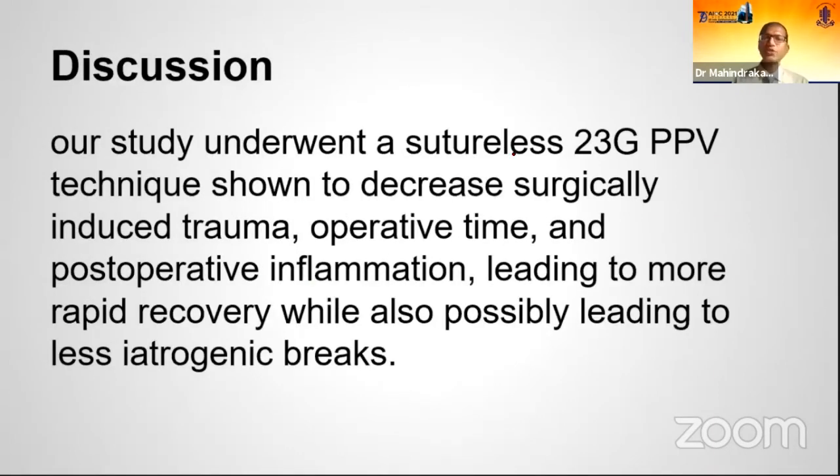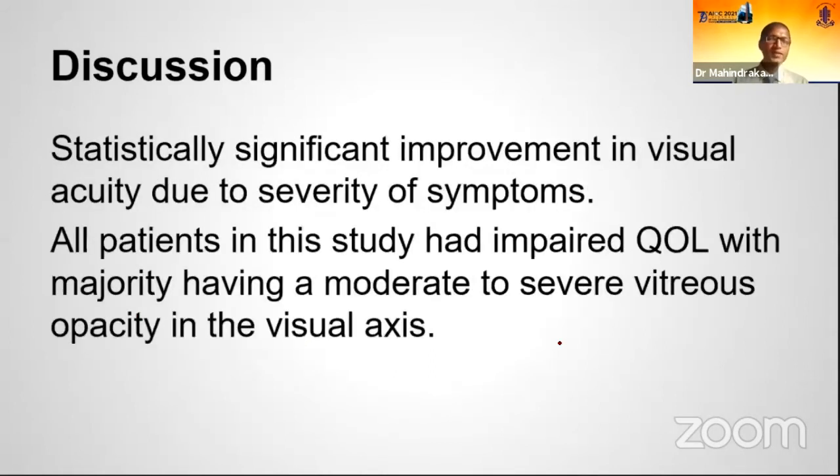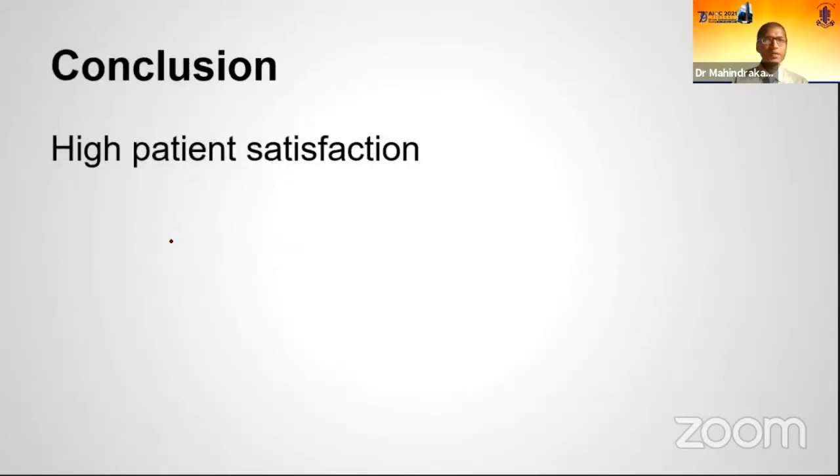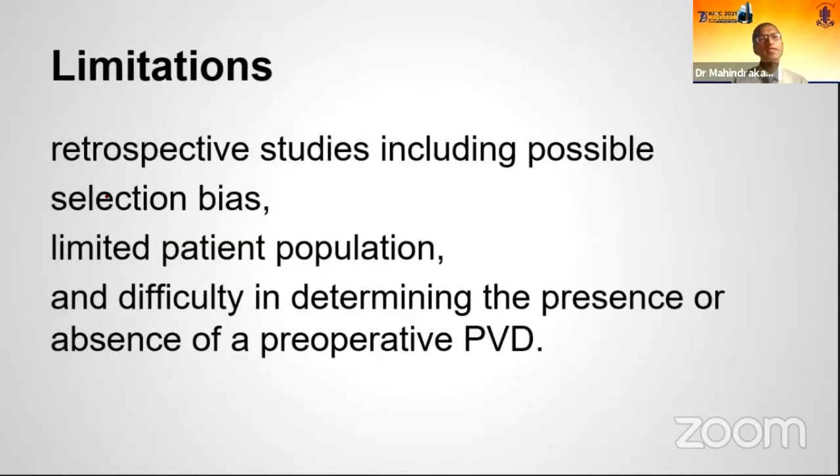So our study showed that sutureless 23G vitrectomy decreases the surgically induced trauma, operative time and even inflammation, gives good rapid recovery, and helps in giving significant improvement in visual acuity in patients who had very high severity of symptoms. All patients had impaired quality of life initially, which had improved later on. So there was a low complication rate, there was a low iatrogenic retinal tear rate, there were no other complications apart from this, and there was high patient satisfaction.